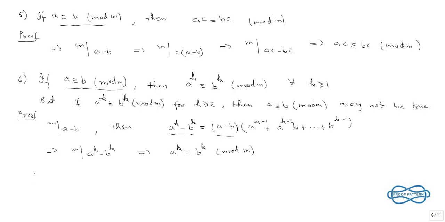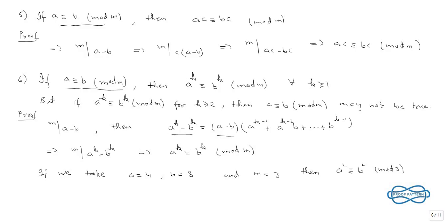To disprove anything, we just need one example. If we take A equal to 4, B equal to 8 and m equal to 3, then A squared is congruent to B squared mod 3, because A squared, 4 squared, is equal to 16, and this gives 1 as a remainder when divided by 3, and similarly 8 squared is 64, which also gives the remainder 1 when it is divided by 3.